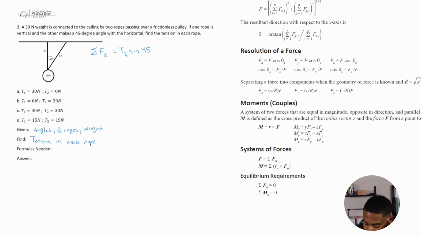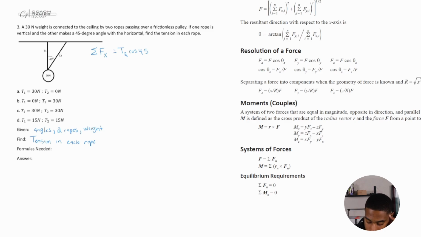Okay. And I don't know if I like the way that I wrote that. I believe the cosine of 45 and the sine of 45 is the same. Yeah, so if I'm looking for the x, then I'm looking for the adjacent, which is cosine 45. Still the same thing.